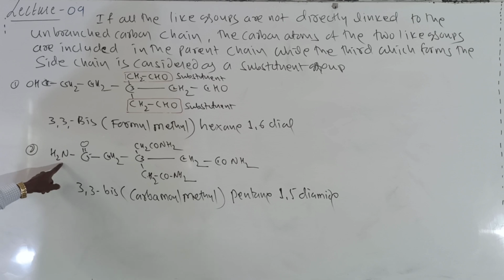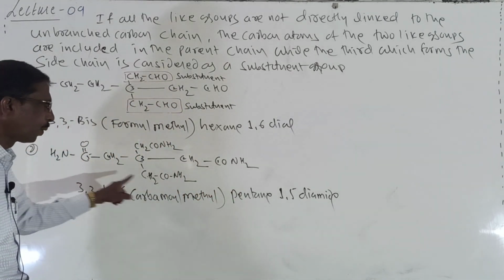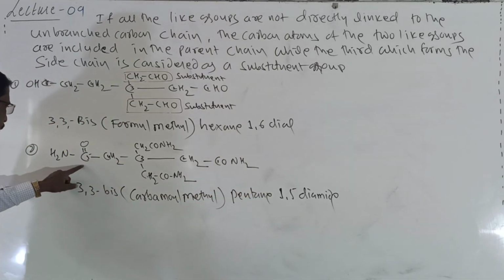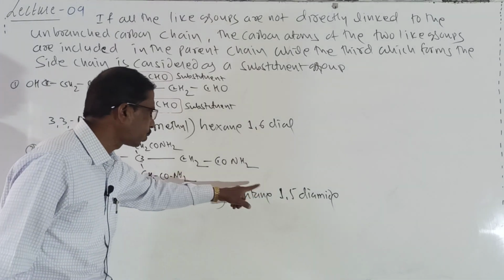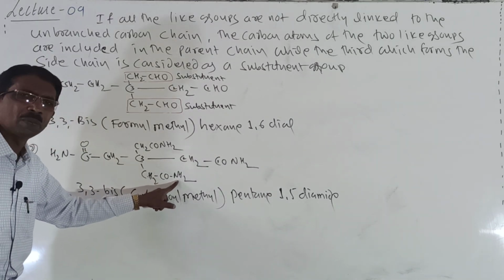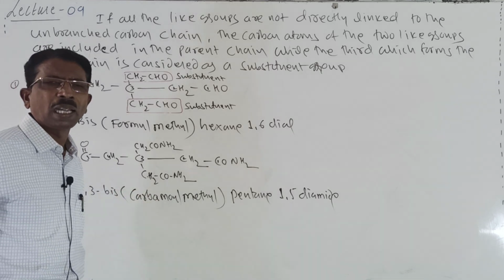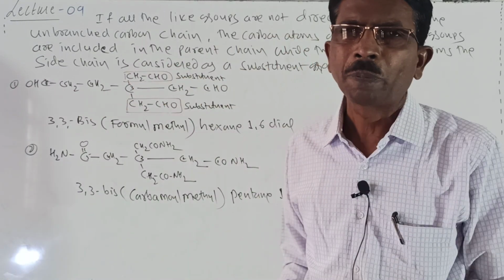So it is not a carbon. So 5, it is called pentane, and 1, 5, so diamide. So it is CONH2 diamide. And here it is, look here, carbamyl methyl. It is one type of naming compound.